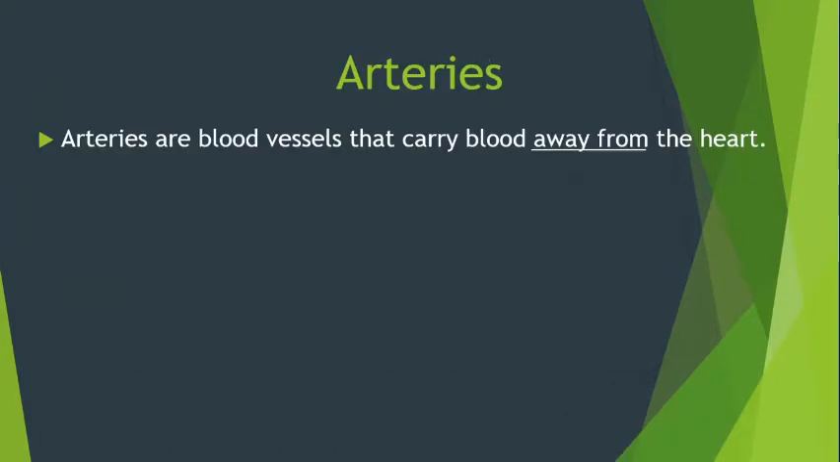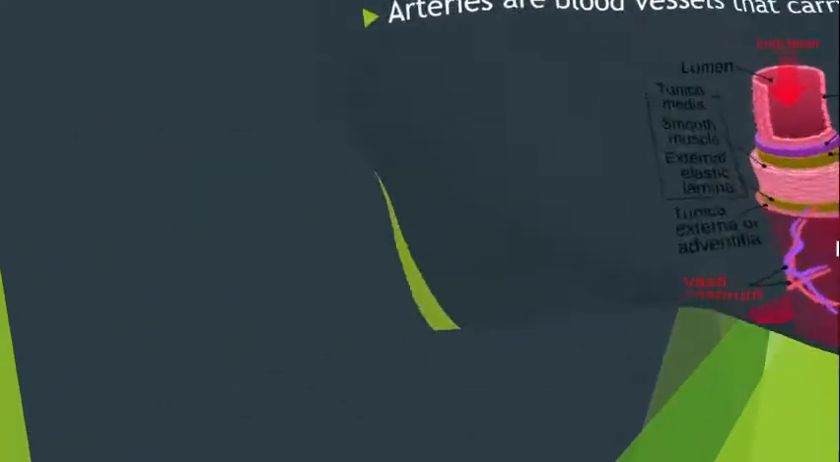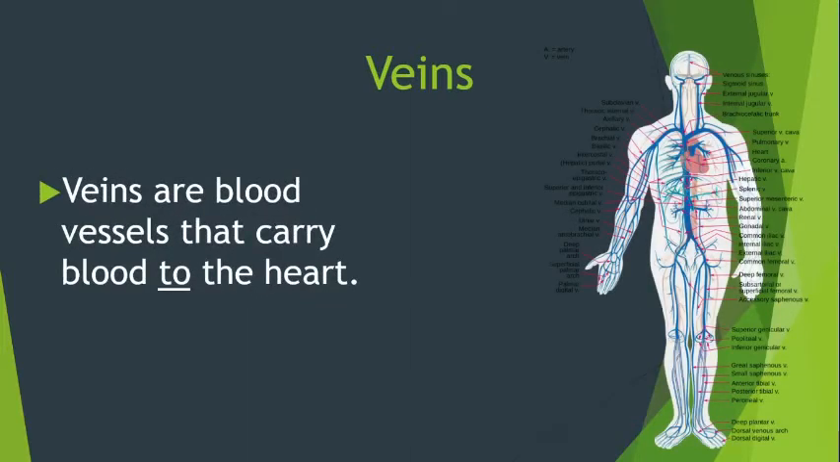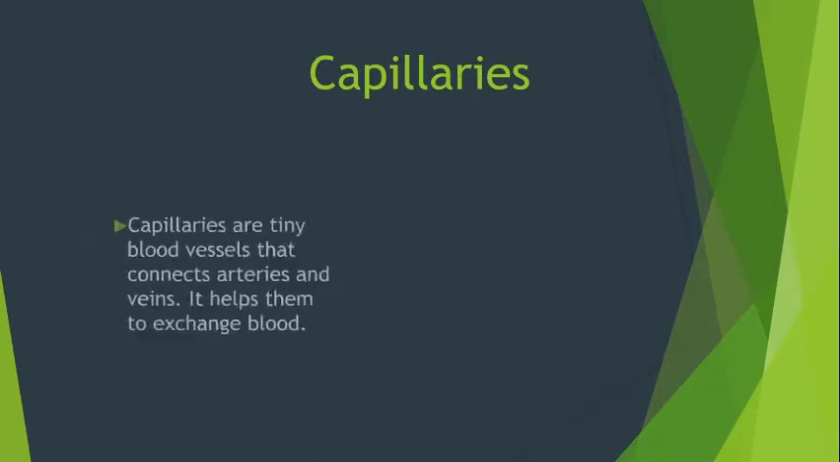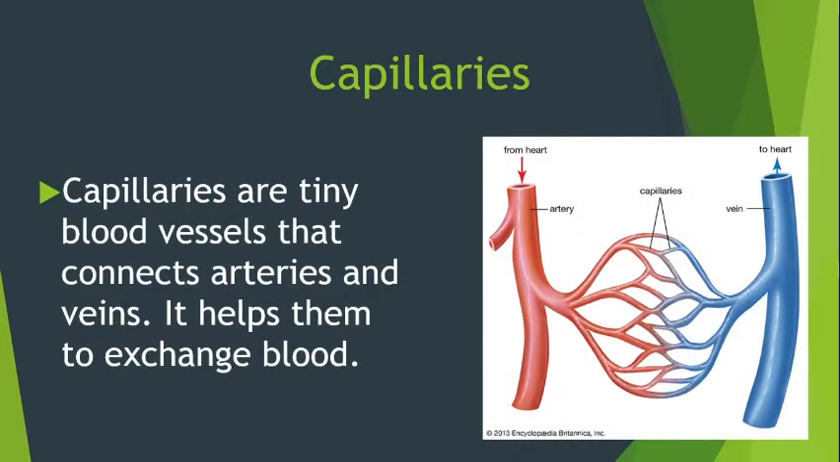Arteries. Arteries are blood vessels that carry blood away from the heart. Veins. Veins are blood vessels that carry blood to the heart. Capillaries. Capillaries are tiny blood vessels that connect arteries and veins. It helps them to exchange blood.